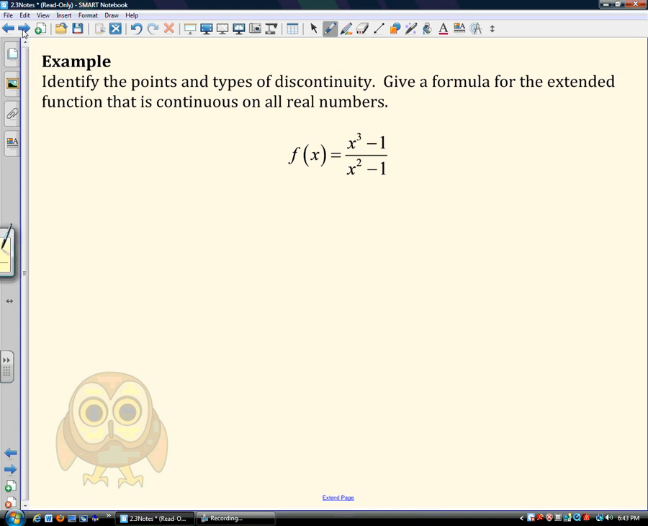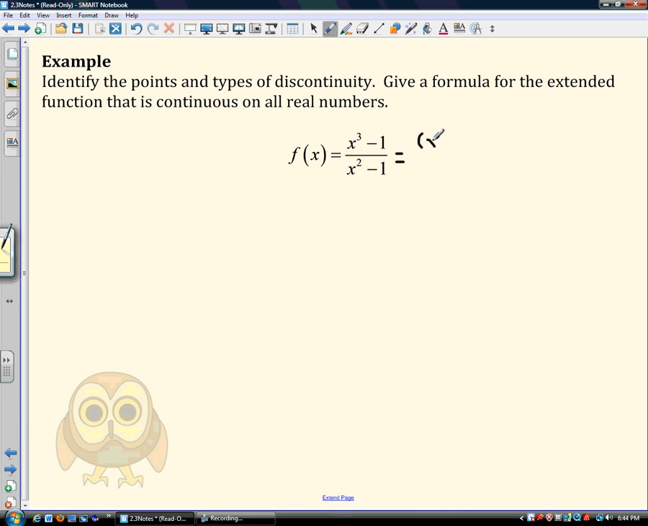Next. All right, on to our examples and then the homework, and that's it. Identify the points and types of discontinuity. Give a formula for the extended function that is continuous on all real numbers. Okay, so first of all, what I want to do is factor the numerator and denominator, because I can already see that at x equals +1, I'm going to have 0 in the denominator and in the numerator, so I get 0 over 0.